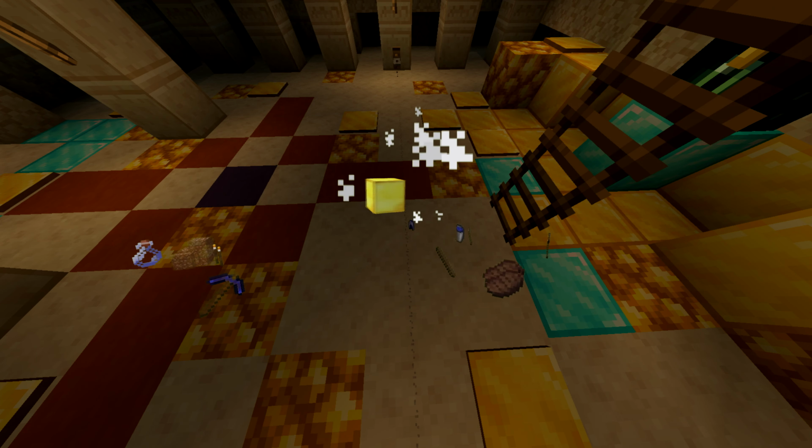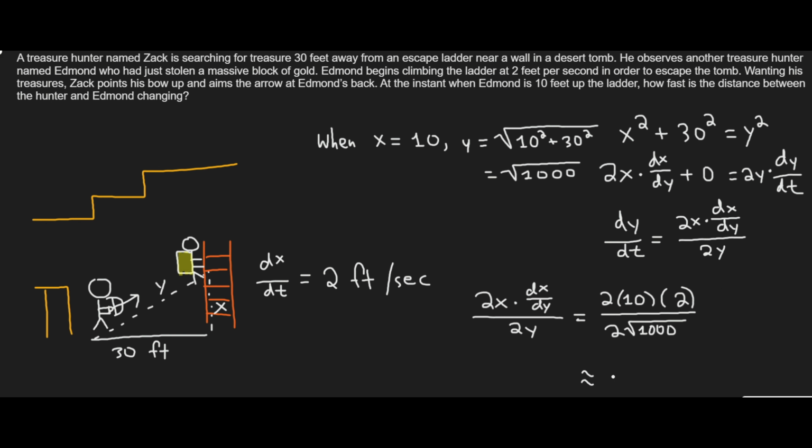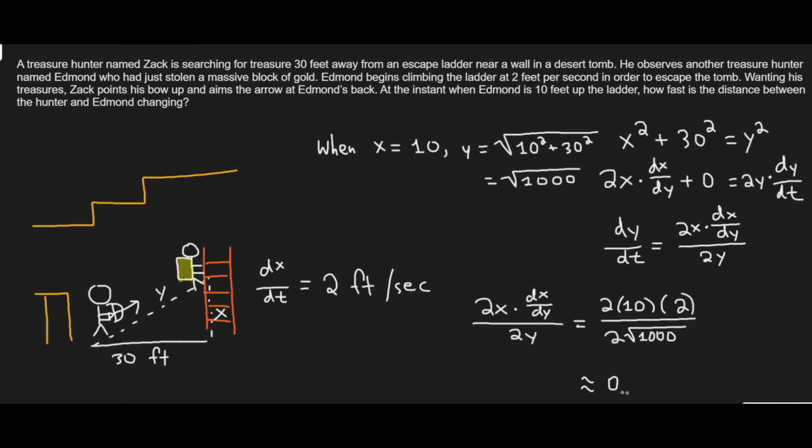Once you take the derivative of both sides, plug in the known values and solve. The distance between Zach and Edmund is changing at 0.632 feet per second.